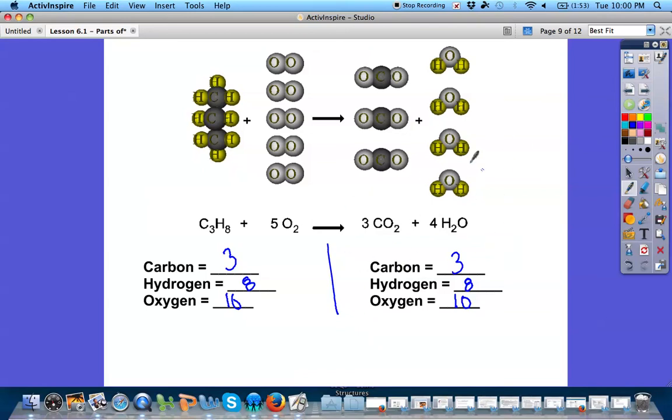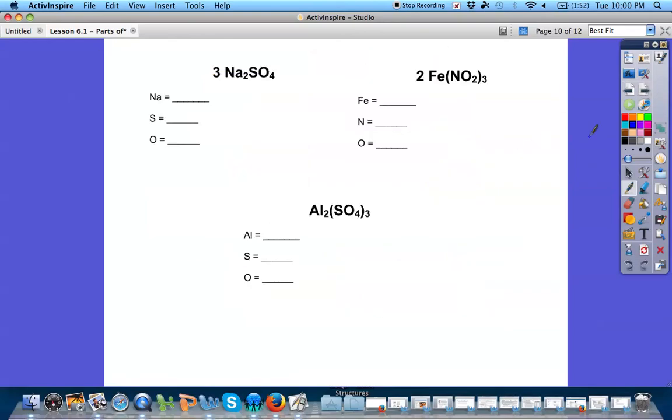You need to be able to count the number of atoms correctly in order to be able to balance out your chemical equation. Then we have these 3 compounds. Take a moment and count up the number of atoms.